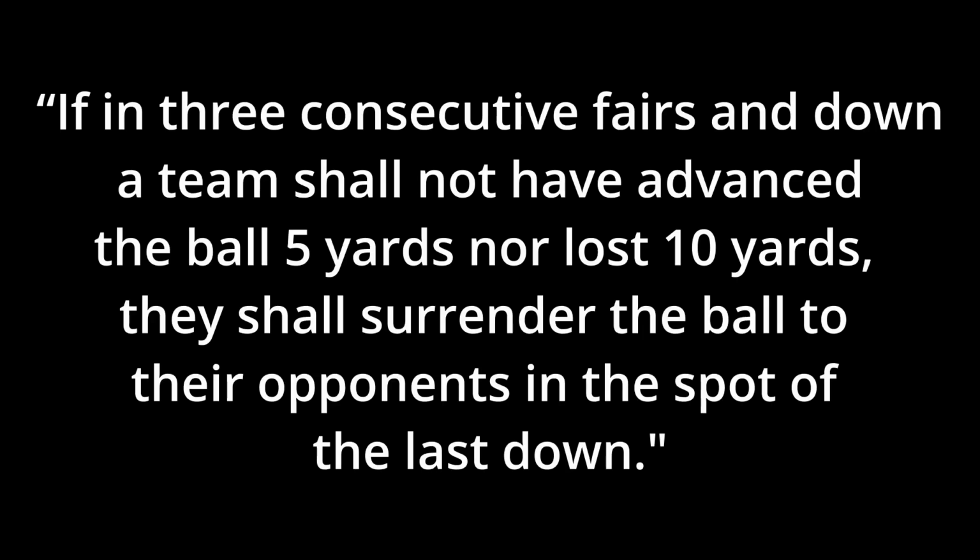So the Intercollegiate Association adopted the down and yards to gain rule at the convention in 1882. The rule states: if in three consecutive fairs and downs, a team shall not have advanced the ball five yards nor lost ten yards, they shall surrender the ball to their opponents at the spot of the last down. A fair was putting the ball in play from out of bounds. Kind of weird, but here we see the idea of the system of downs and change of possession. And it eliminated the block games so that people wouldn't get angry because they were watching a wrestling match.